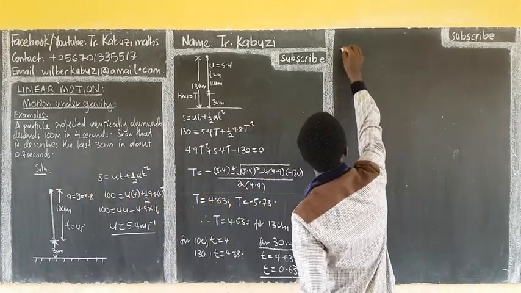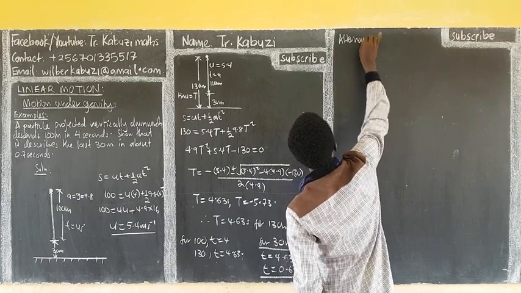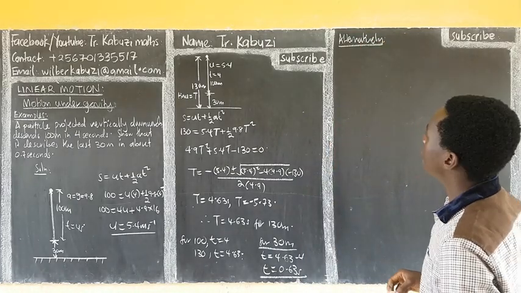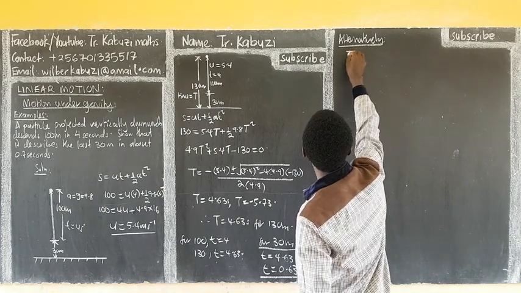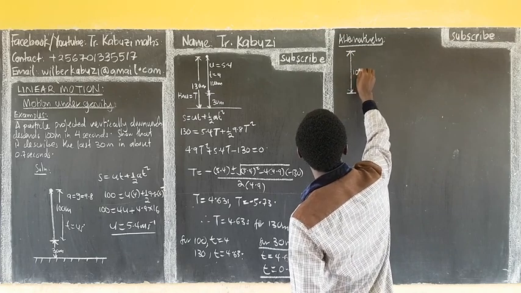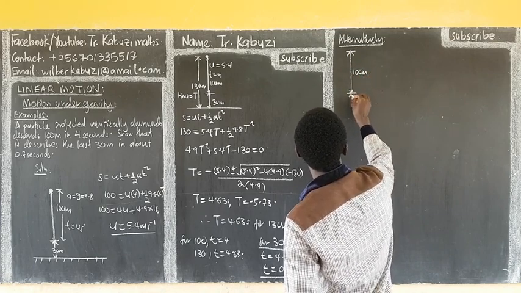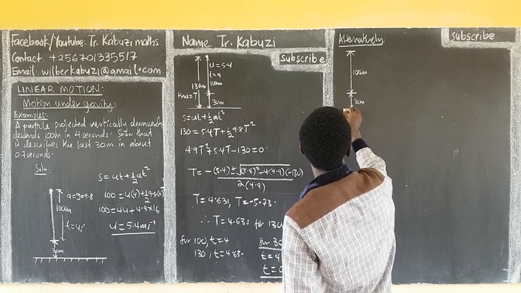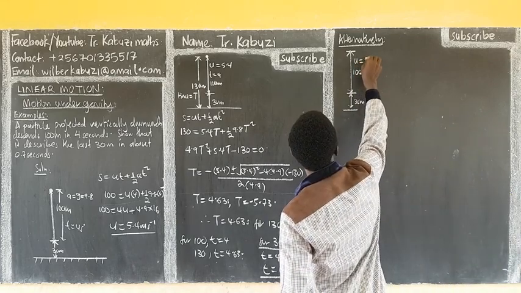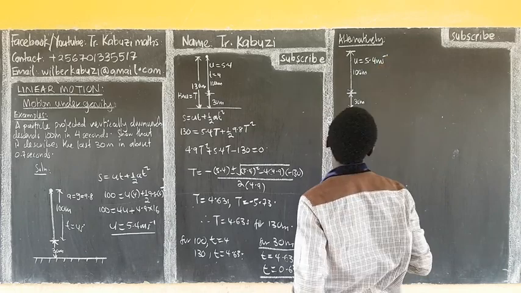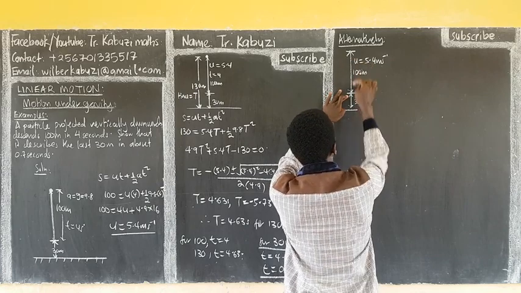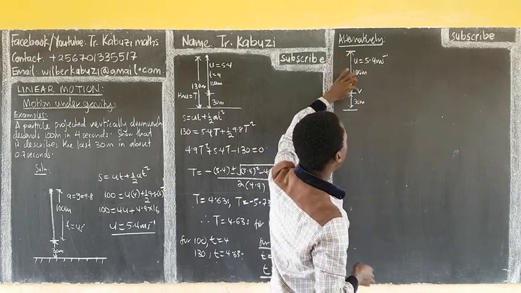Then alternatively, now look at this alternative. This one will need a lot of sums. So we have seen that if this is my particle and I'm assuming these are 100 meters, then I also need the 30 meters. For the 30 meters, I've seen that already my u is 5.4 meters per second squared. Now, to describe this, I need the final velocity, my v, from here up to here. Let me get my v.